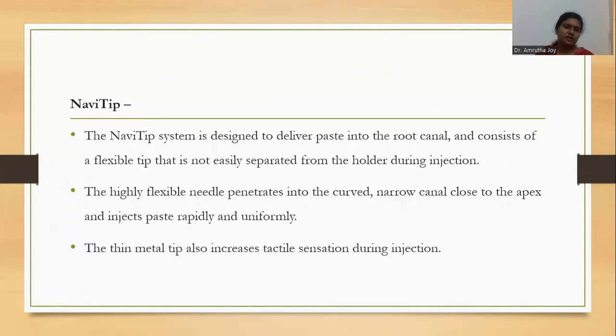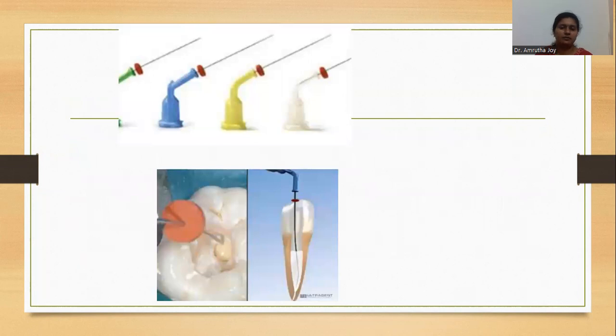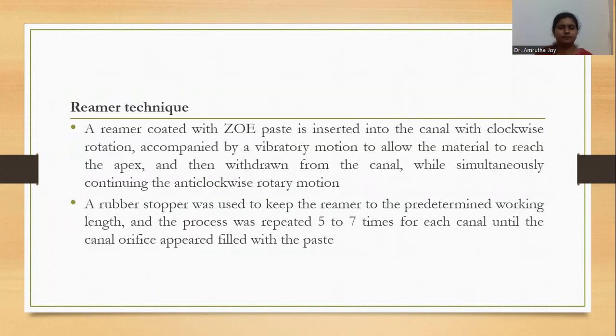And the next technique is using navy tip. Navy tip system is designed to deliver paste into the root canal. It consists of a flexible tip that is not easily separated from the holder. It's a highly flexible needle, and it penetrates in the curved narrow canals till the apex, and it will inject the material rapidly and more uniformly. This is the diagram of navy tip syringe.